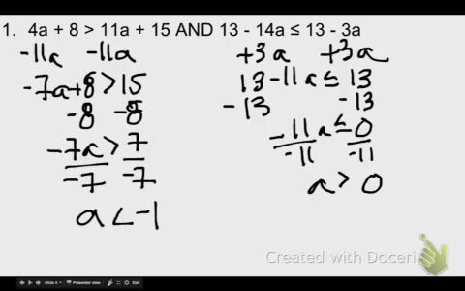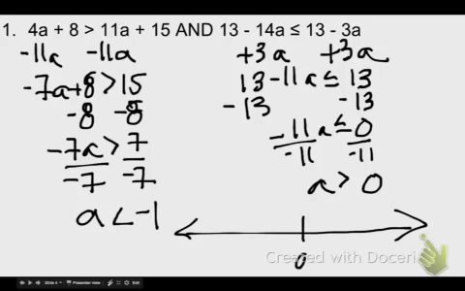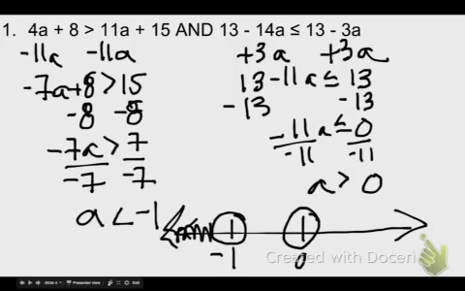When I go to graph, remember with and compound inequalities, the solution needs to be the double overlapped area. So here is 0, here is negative 1. If I'm graphing all of the solutions that are less than negative 1, I will be shading to the left. If I am shading all the solutions that are greater than 0, I'll be shading to the right. Now, one thing I want to point out is our original compound inequality said that this was an and.